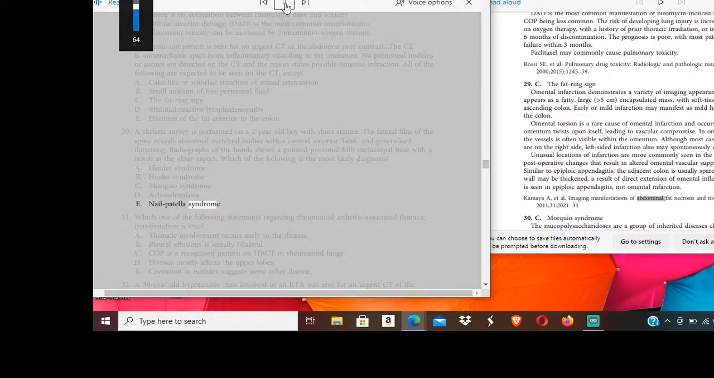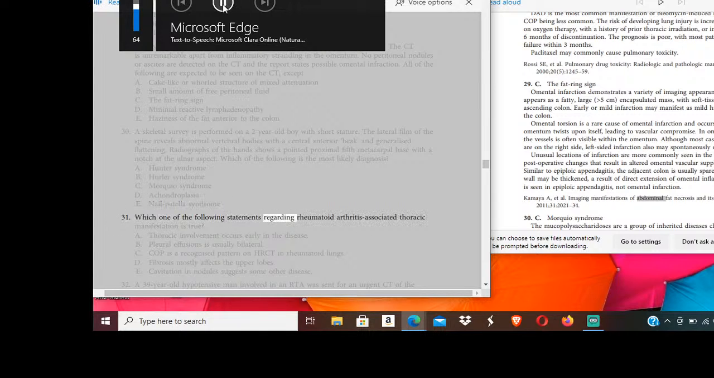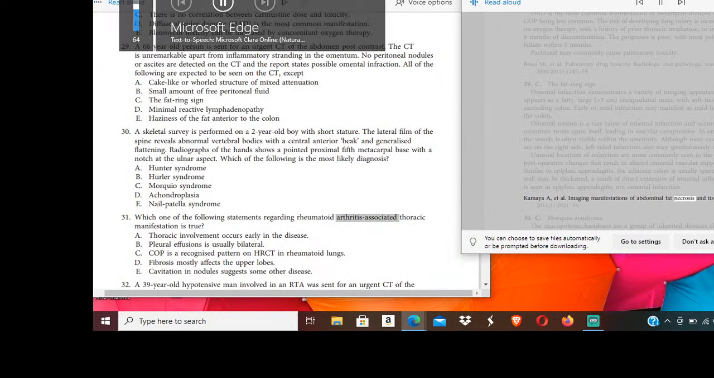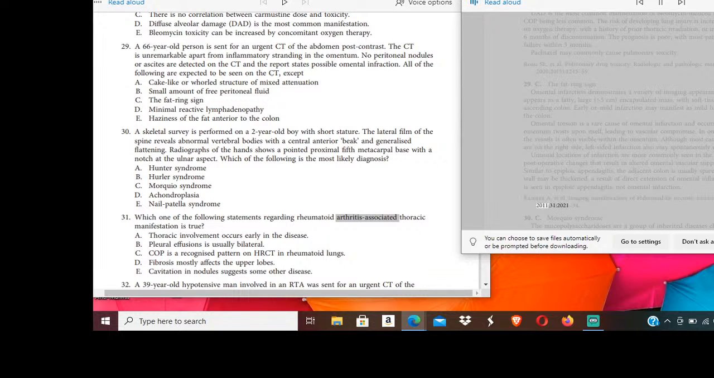Nail patella syndrome. 31. Which one of the following statements regarding rheumatoid arthritis? Abdominal fat necrosis and its mimics. Radiographics. 2011, 31:2021-34.